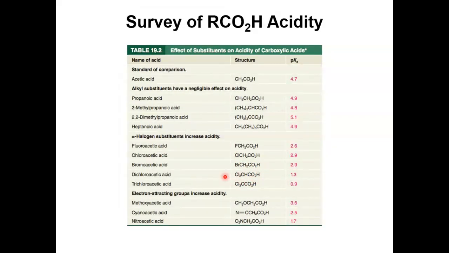Then if you have an additional chlorine, here is 1 chlorine, 2.9, an additional chlorine is even more acidic because the effect accumulates. With 3 chlorines, even greater. See, 1 chlorine 2.9, 2 chlorines 1.3, 3 chlorines 0.9. So the effect accumulates, basically just the same as we have learned earlier.